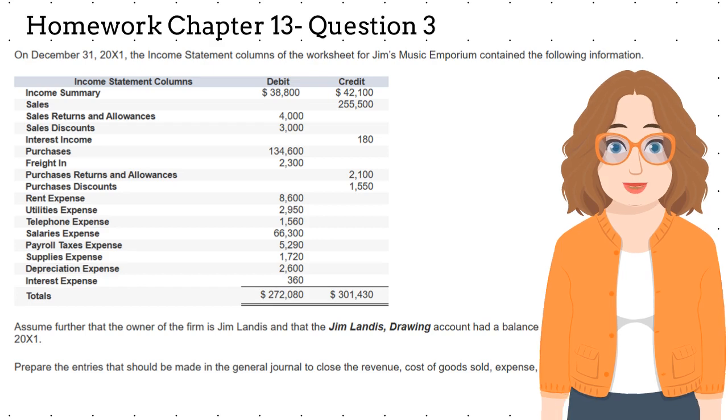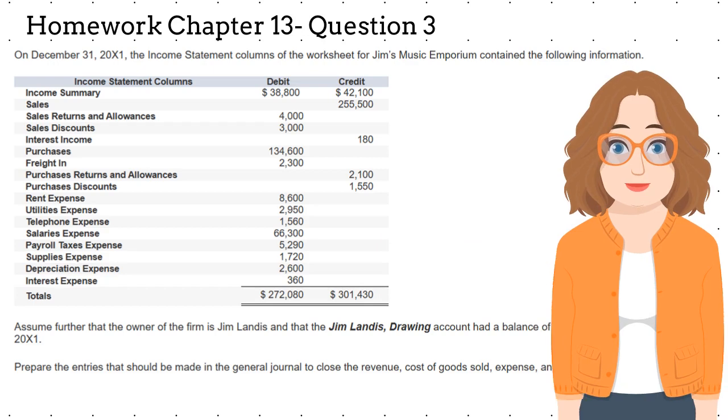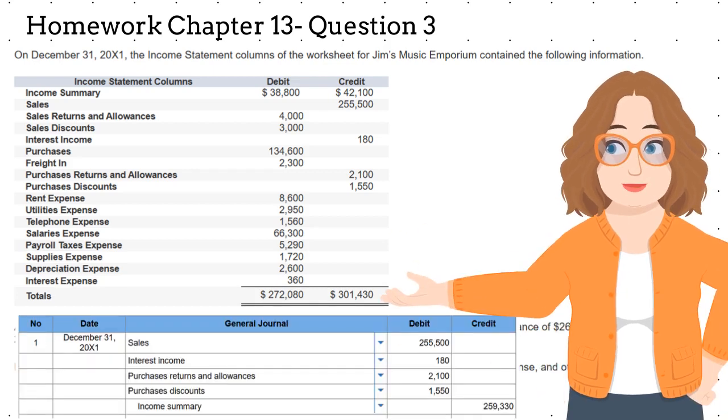Finally, here is question number 3 for this income statement, and we need to record the closing entries. Do you recall how to do that? The first entry closes all credit balances to income summary, the second entry closes all debit entries to income summary, the third entry closes the drawing account to capital, and the fourth one closes income summary to capital. To give you a good start, I've added here the first journal entry.